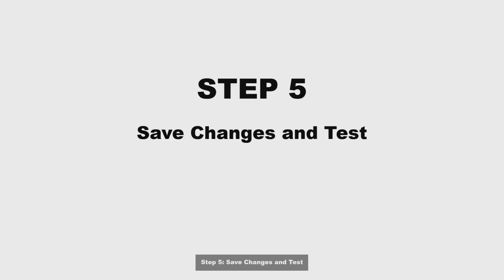Step 5. Save changes and test. After enabling 2FA, make sure to save your changes. It is a good idea to log out and then log back in to test that the two-factor authentication is working correctly. You should be prompted for a verification code during the login process. By following these steps, you can enhance the security of your Floatplane account with two-factor authentication. Always remember to keep your authentication method secure and updated.